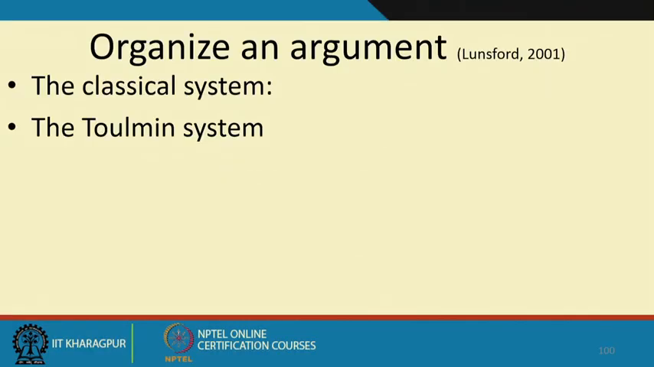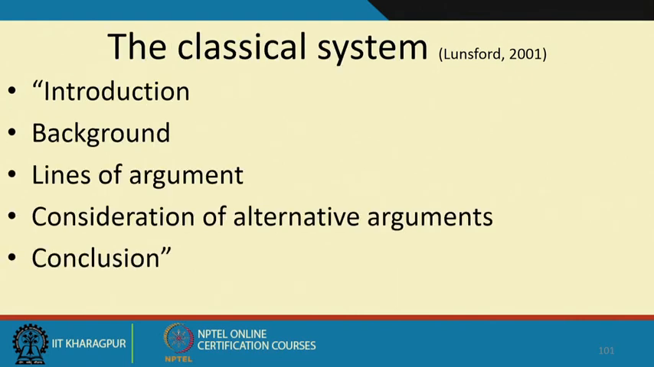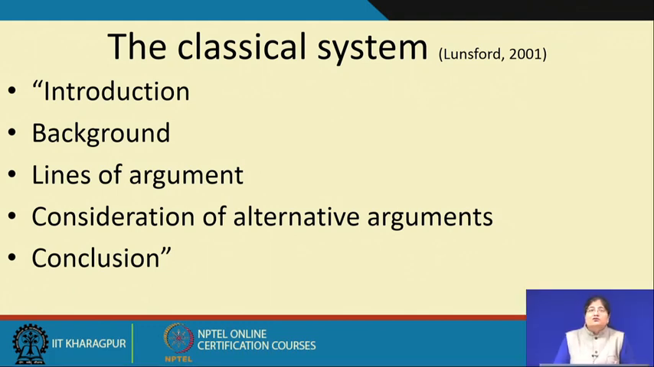Okay, how do you organize an argument? You have two broad methods of organizing an argument. You have the classical system and you have the Toulmin system. So what are these two methods? The first method is the classical system, which includes an introduction. You write an introduction, you write the background, which is your literature survey, the lines of argument. You survey whatever has been done in the past.